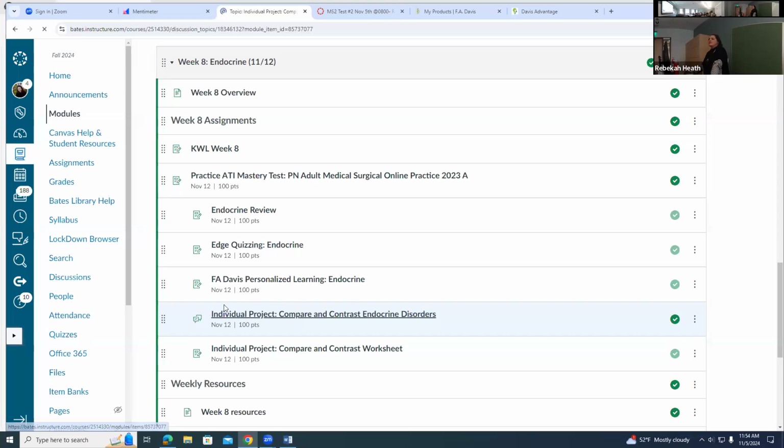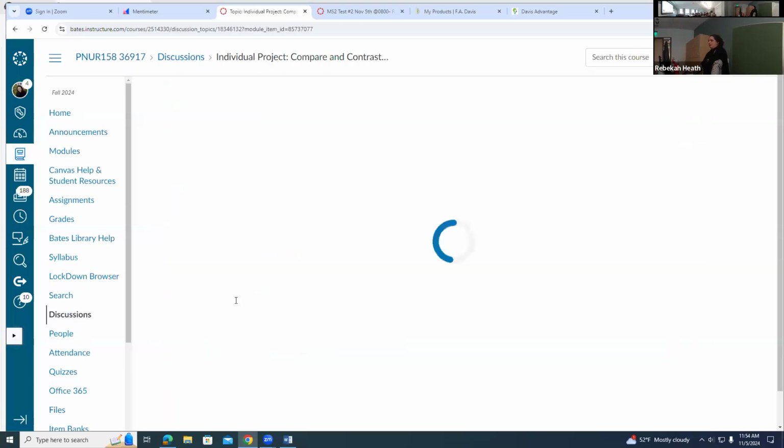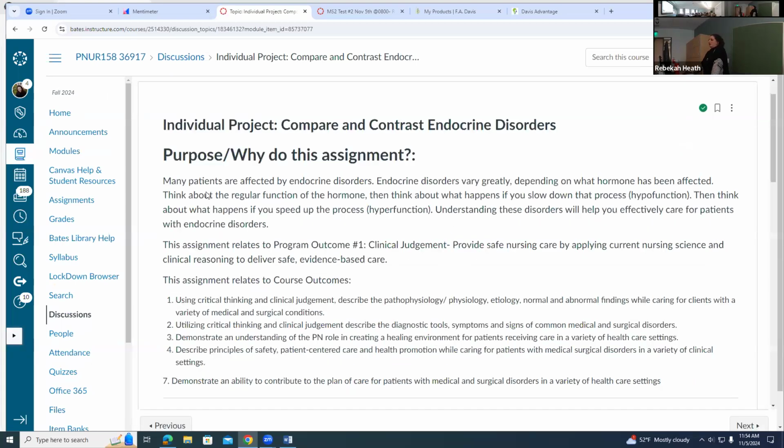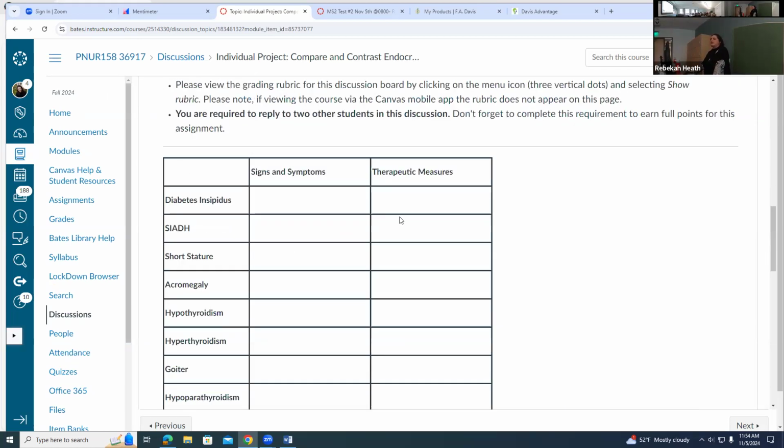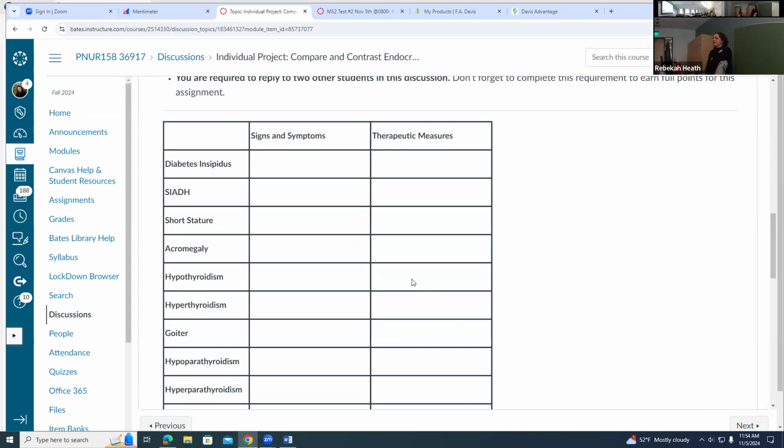In week 8, you guys have this individual project: compare and contrast endocrine disorders. There's also a compare and contrast worksheet that's associated with it. This is the discussion board. There are a lot of different endocrine disorders. What you're going to do is fill out this sheet, and there are 12 different endocrine disorders. All you have to do on the sheet is say what the signs and symptoms are, and what some therapeutic measures are, how you treat it, right? Here's some intervention.